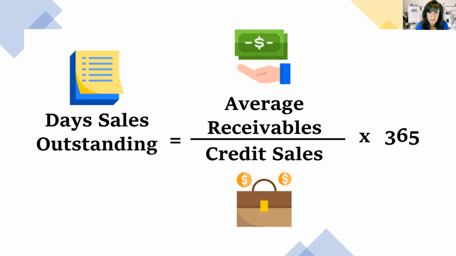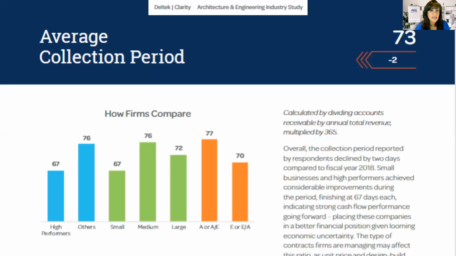And you have some clients that pay sooner, and you have some that take longer, and so this is a measure of the average, but many firms like to look at it by client so that you can see what's really going on. Now, I got a couple graphs from the Deltek Clarity study, which just came out in the last couple months. And on average, it's about in the 70s for the most part, the average number of days it takes to collect on your accounts receivable.